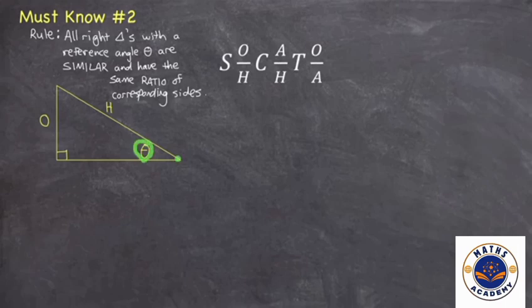And the side touching our reference angle theta, we'll call that the adjacent side because it's right beside our reference angle. I'll label that A. Because there are 3 sides, there are 3 different pairs we could make of these 3 sides. That's why you see 3 ratios in SOHCAHTOA.